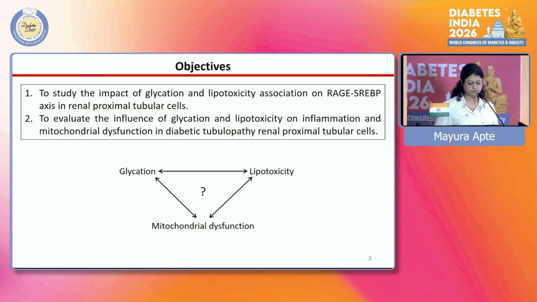And hence, we have designed the objectives: to study the impact of the glycation and lipotoxicity association on the RAGE-SREBP axis in renal proximal tubular cells, and to evaluate the influence of glycation and lipotoxicity on inflammation and mitochondrial dysfunction in diabetic tubulopathy in renal proximal tubular cells.